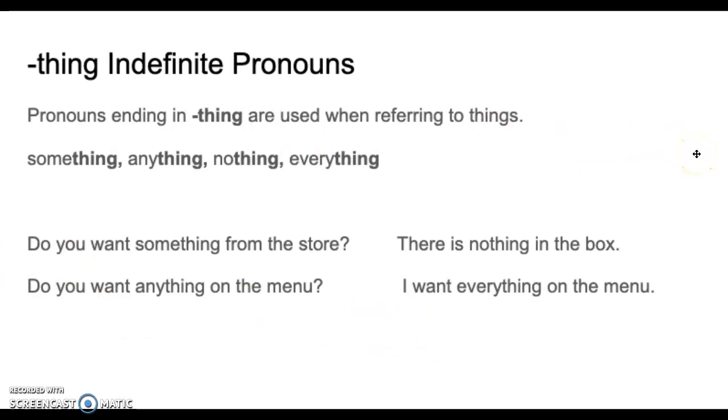Okay, let's talk about another indefinite pronoun. These pronouns end with thing. When an indefinite pronoun ends in thing, it's used when referring to things. So something, anything, nothing, everything, which literally means some thing, any thing, no thing, every thing. So let's look at a few examples.